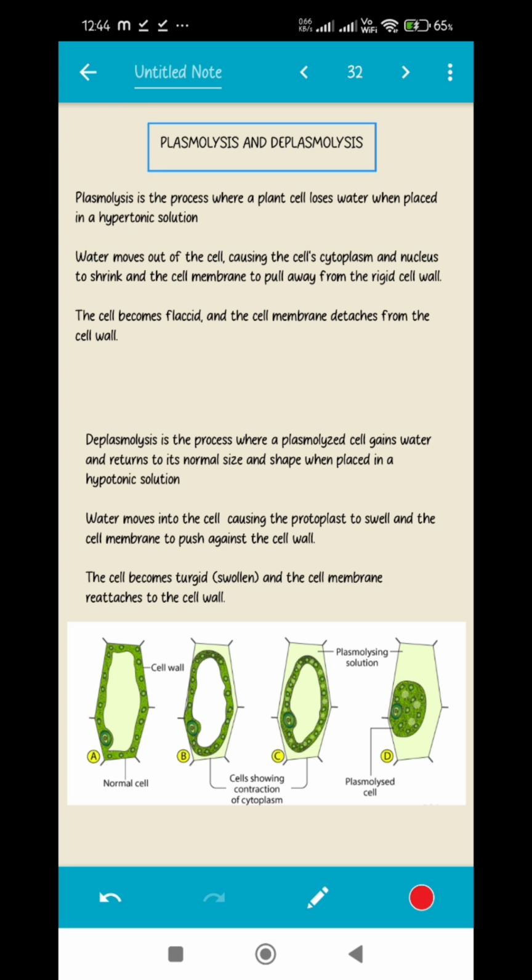Now, what is deplasmolysis? Deplasmolysis is just the opposite of plasmolysis. When we place the plasmolysed cell in water once again, what happens? The water will enter into the cell, causing the protoplast, that is the cell membrane, the nucleus and the cytoplasm, to come back to its original condition. The cell will swell up to its original condition and the cell will thrive.